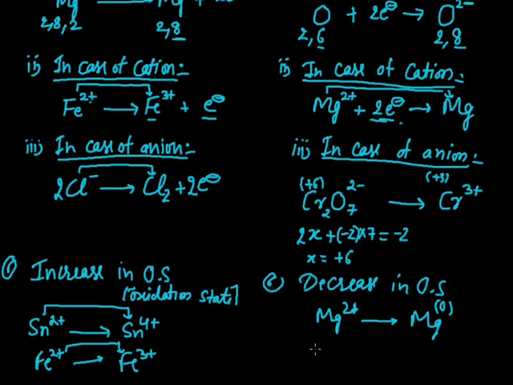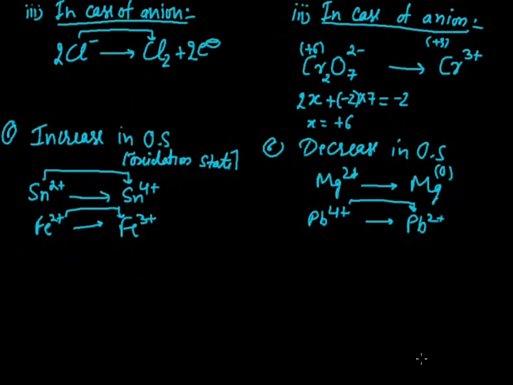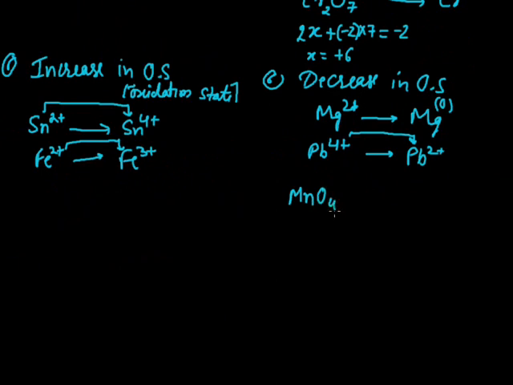We can also take another example, Pb4+ converts into Pb2+. In this reaction, here Pb has +4 OS and here Pb has +2 OS. So there is a decrease in OS of Pb, so we can say that Pb4+ is reduced into Pb2+ ion. Now we can take another example, MnO4-, that is permanganate ion, converts into MnO2, that is manganese dioxide.